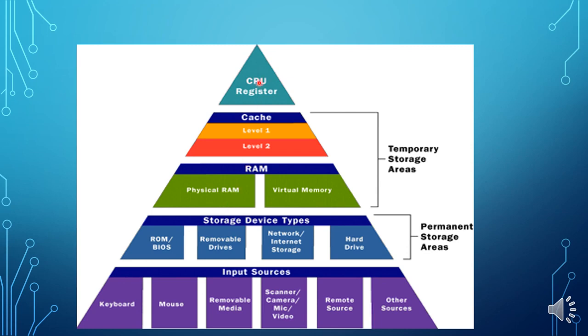Speed, meaning access to data from all these types of memory or sources, increases as we start from the CPU register. CPU register is in the CPU, cache is near to the CPU, RAM is also near to the CPU, ROM and BIOS are also near to the CPU. All are near to the CPU, and these are out of the CPU. So you can see from the CPU register, data can be accessed very quickly, and likewise.